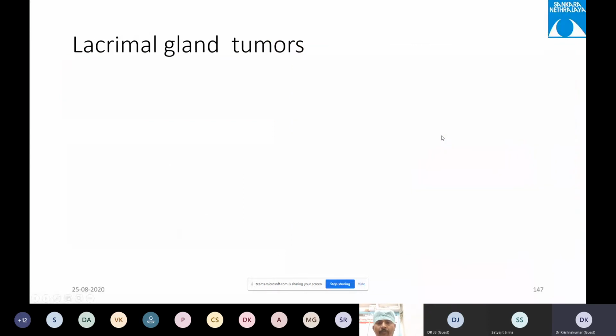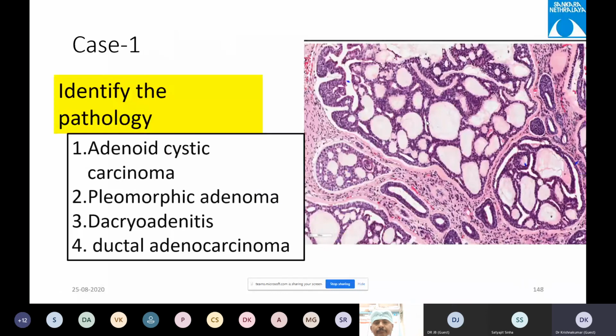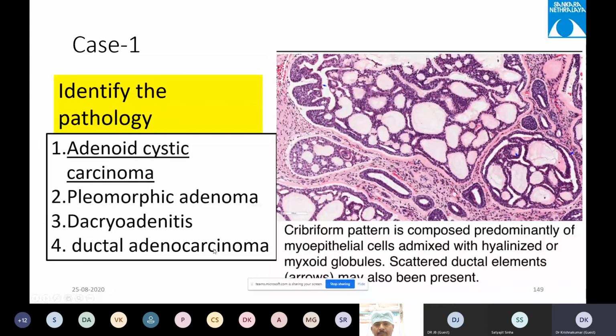Come to lacrimal gland tumors. What is this? You find a beautiful pattern. Is it adenoid cystic tumor, pleomorphic adenoma, dacryoadenitis, or ductal adenocarcinoma? I know all of you will know. Yes, this is adenoid cystic carcinoma of the lacrimal gland, a very dangerous malignancy. This is the cribriform pattern of adenoid cystic carcinoma. This spreads, and you must know this.